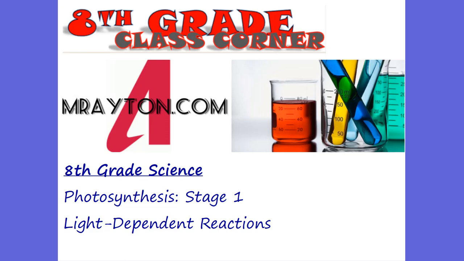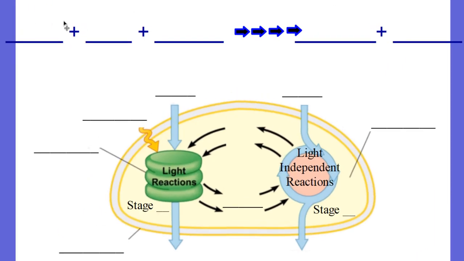This is 8th grade class corner, 8th grade science, and we're going to be doing photosynthesis. We did a photosynthesis introduction last time. We're going to be zeroing in on just stage one, the light dependent reactions. So we are going in depth on photosynthesis stage one. We were at about 30,000 feet. We're going down to about 500 feet. And we're going to take a look at photosynthesis stage one.